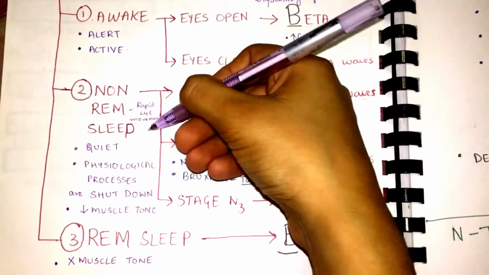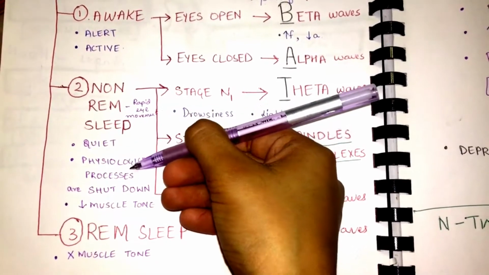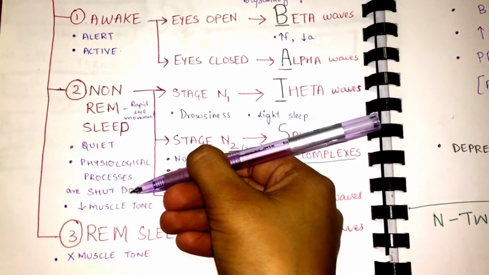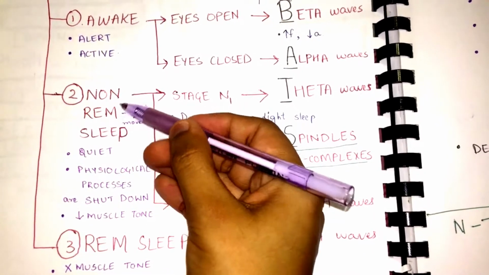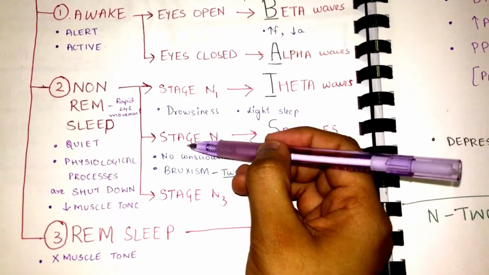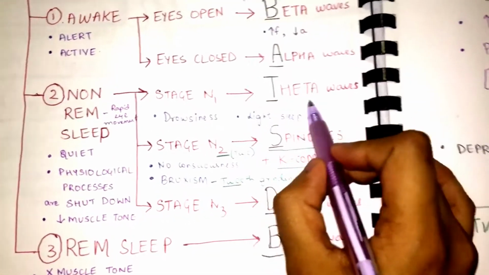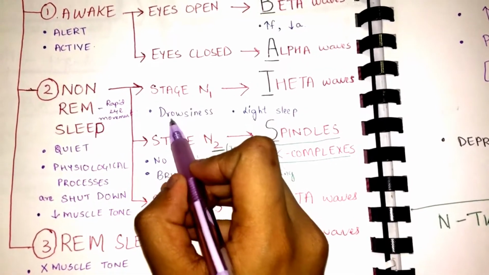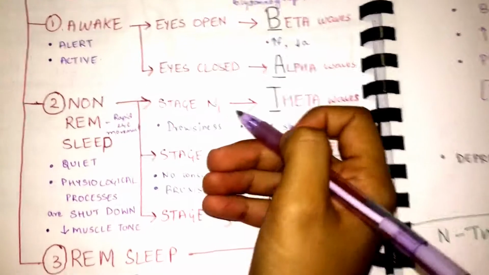In the non-REM sleep, the person has a quiet sleep where all his physiological processes are shut down with decreased muscle tone. In the non-REM sleep, there are 3 stages: stage N1, stage N2, and stage N3. In the first stage, theta waves are seen, and in this stage you can see light sleep and a little drowsiness.